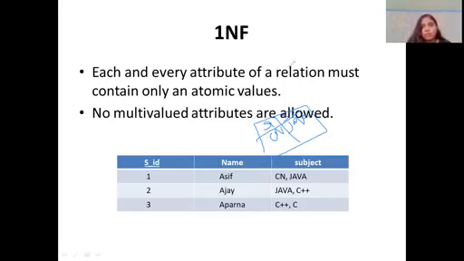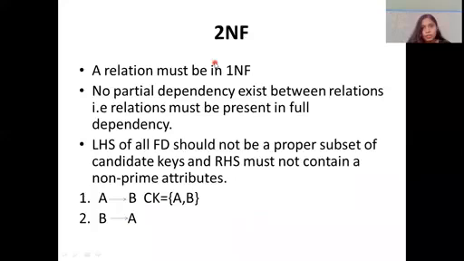The next type of normal form that we have is the second normal form. The conditions for second normal form are: a relation must be in first normal form. Let me take an example. If I tell you a particular student is in 10th standard, it is understood that the student has qualified 9th standard, and then he has moved to 10th standard. Similarly, if we want to check that a particular table is in second normal form, we have to make sure that the table has satisfied the conditions of first normal form.